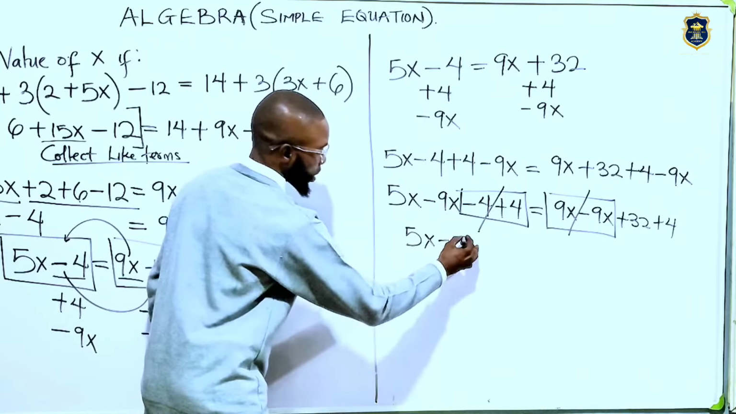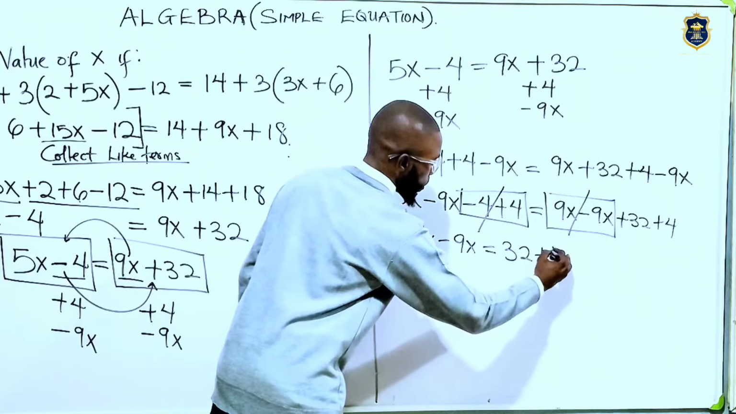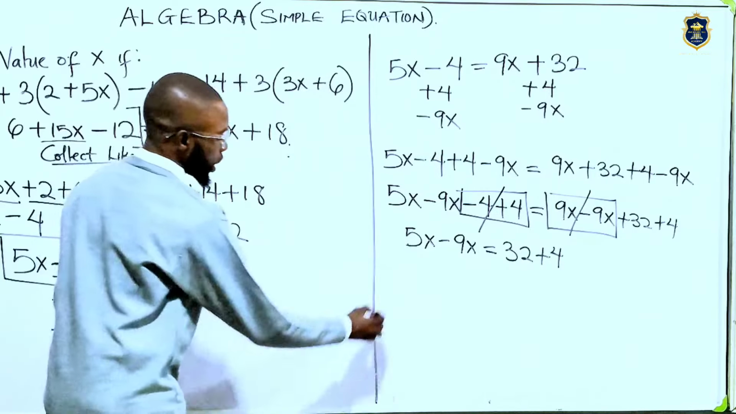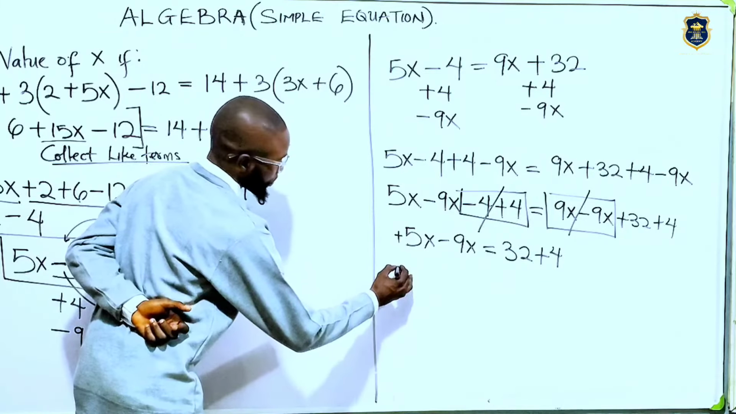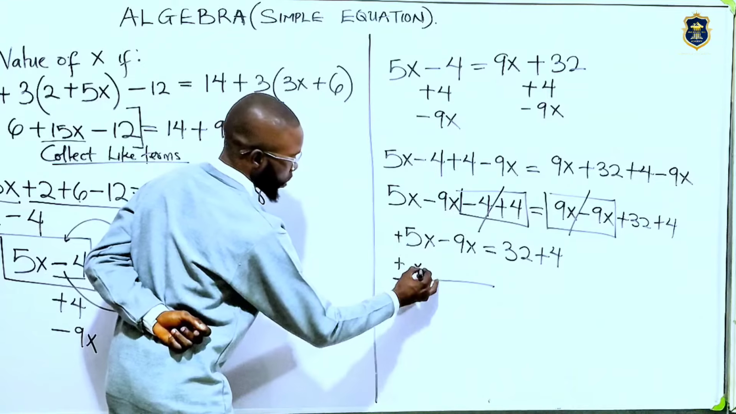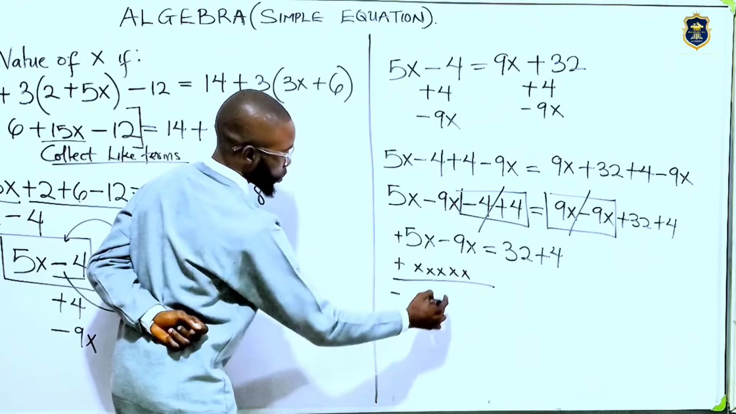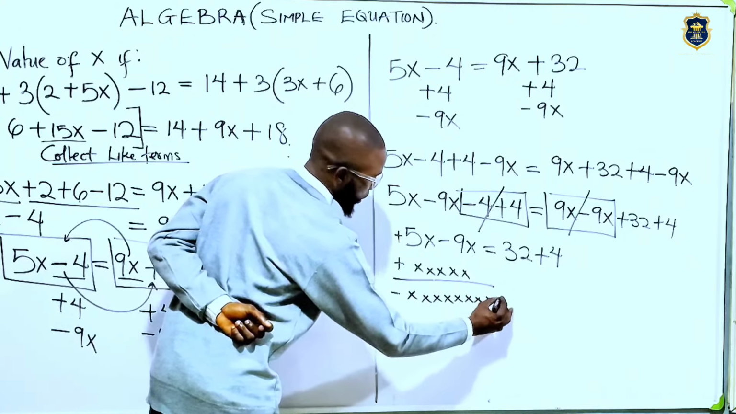5x minus 9x is equal to 32 plus 4. So what's 5x minus 9x? That's simple. Remember, this is an invisible plus. So on our number line, if we have plus 5x and minus 9x, the plus goes to 5: 1, 2, 3, 4, 5, and the minus 9 goes to 1, 2, 3, 4, 5, 6, 7, 8, 9.